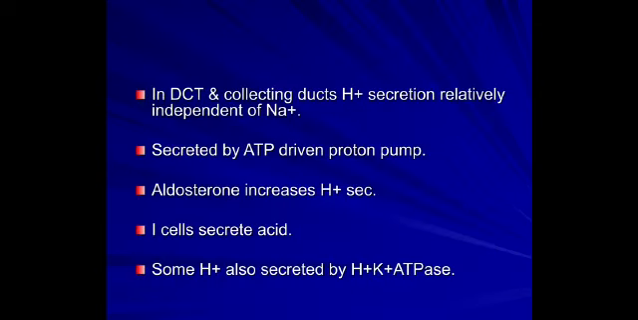In the DCT and collecting tubules, hydrogen secretion is relatively independent of sodium. It is secreted by an ATP-driven proton pump. Aldosterone also increases hydrogen ion secretion. The intercalated cells in the collecting tubule secrete acid. Some hydrogen is also secreted by the hydrogen potassium ATPase pump.